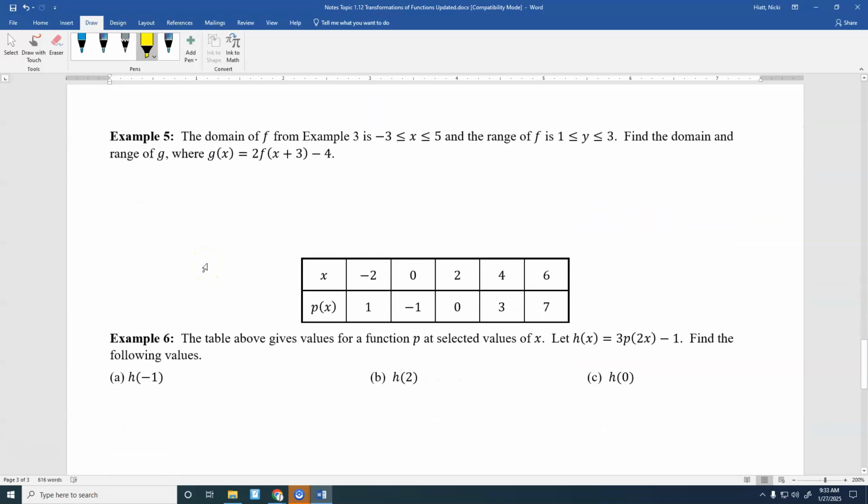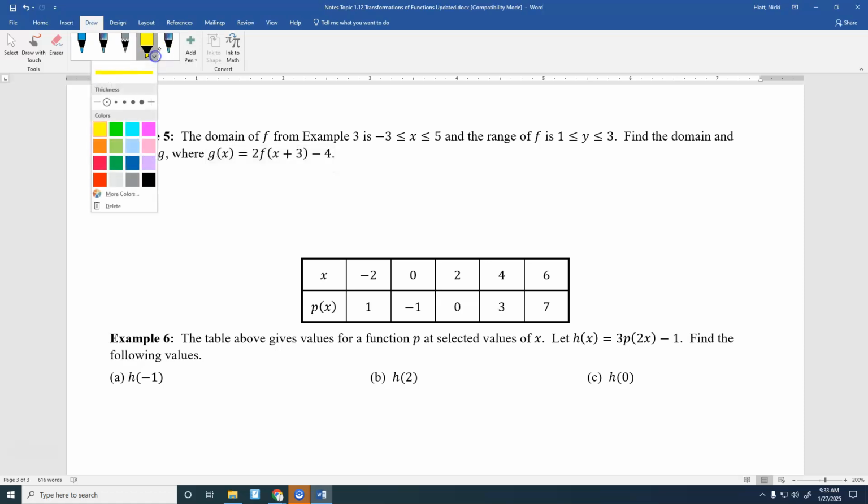Okay, let's look at a problem where we've got just another equation. The domain of f from example 3 is -3 to 5, and the range of f is from 1 to 3. Find the domain and range of g, where g of x equals 2 f of x plus 3 minus 4. Whenever we're looking at domain and range, we're looking at how those transformations are going to affect our x values and our y values.